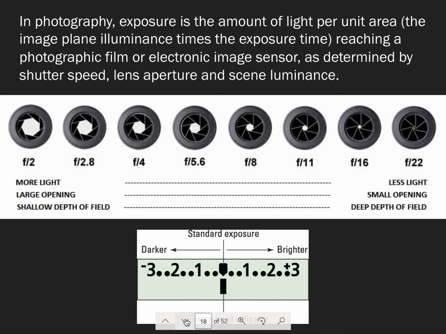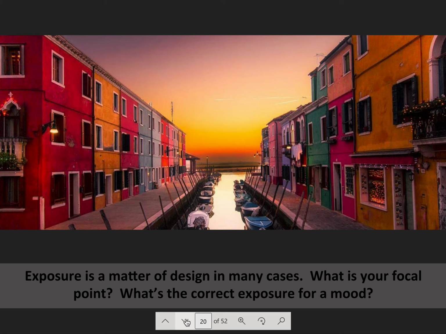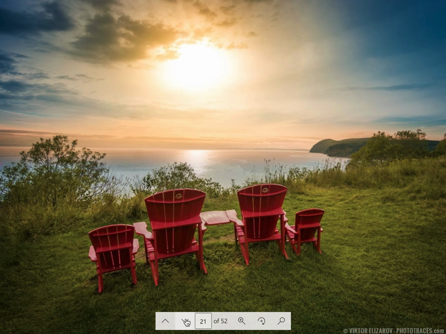We're going to get more into this in photography too, but here is just sort of the basics for those of you guys who want to understand how your camera works. Exposure triangle. Exposure is a matter of design. What is it that you're focusing on? What exposure do you need for your mood? It's not always a one-size-fits-all. Just because the camera says it's the right exposure doesn't always mean that it is. You will often make adjustments to get the right shot, to get the shot that you want.